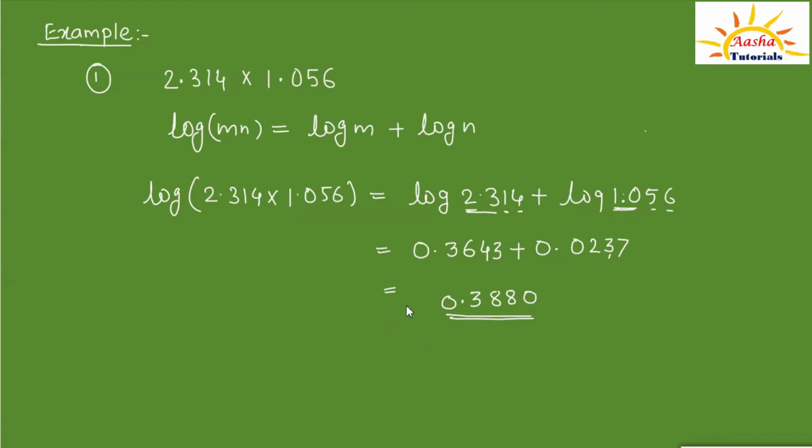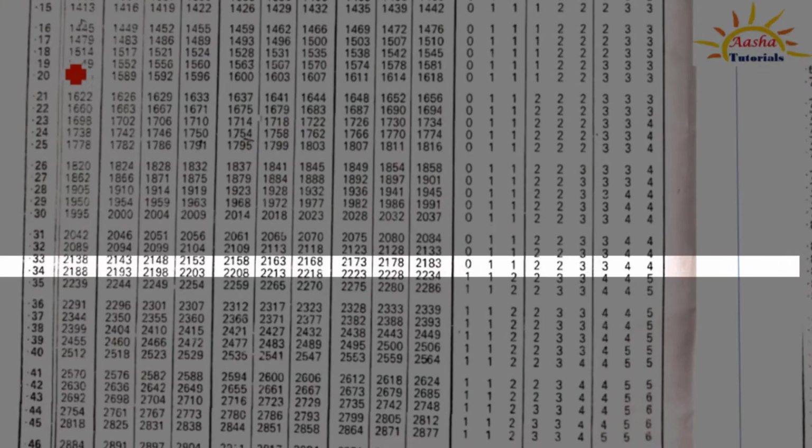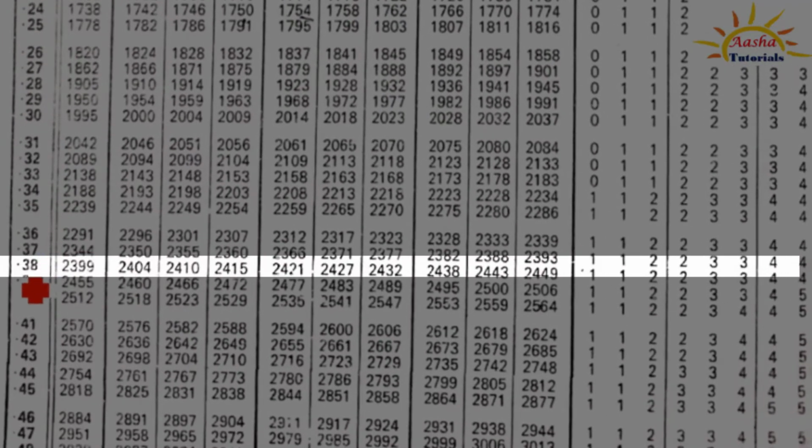To find the answer, we have to take the anti-logarithm of this number. And how do we find the anti-log of this number? See, the anti-log of the first two digits which come after the decimal point is in the next two columns. So here we have to find the anti-log of 0.38 in the 8th column, and as here this is 0, we are not supposed to worry about the mean difference. So we have to find the anti-log of 0.38.